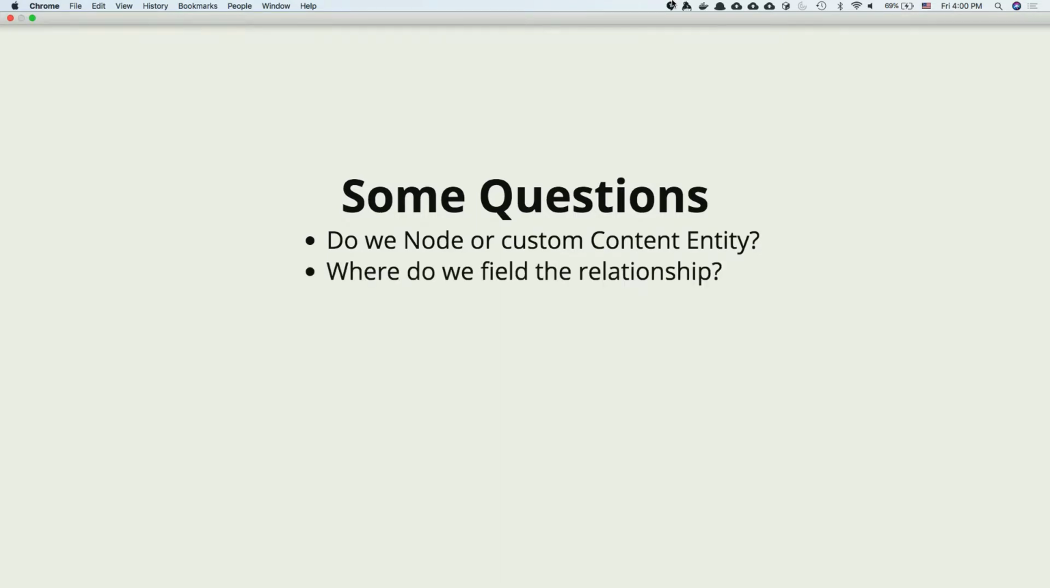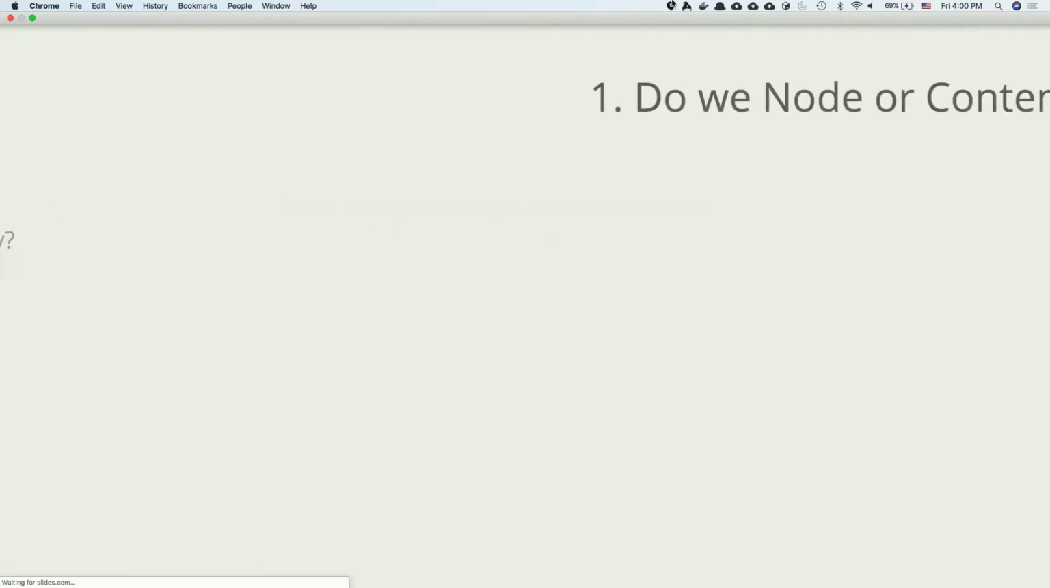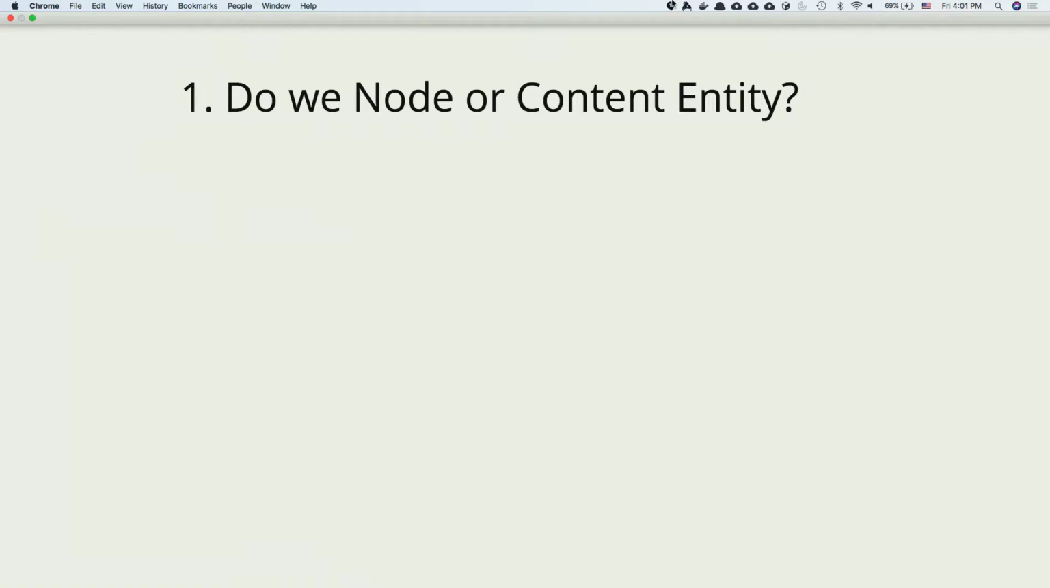So there's that. There's where do we field this relationship? Do we do it in the exercises, or do we do it at the workout? And where do we field the time? And this is the kicker one. This is the one that I was chewing on, right? Because each, well, I'll cover this in a second. So do we node or do we entity?